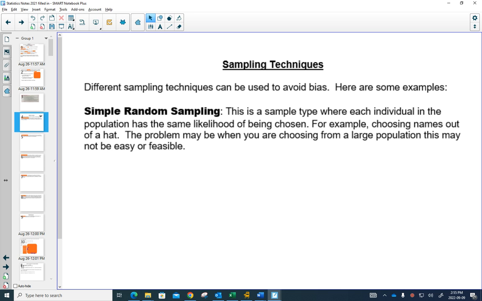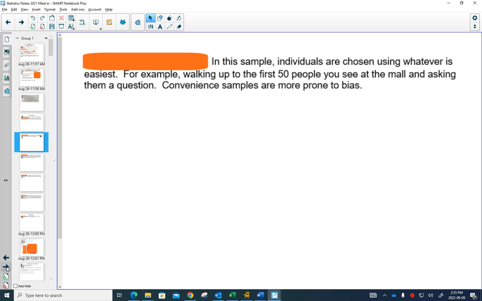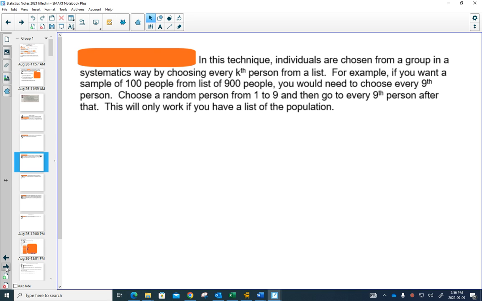The problem with this one is, if the population is super large, it's not always possible or feasible. But now we have computers. Computers can pick things randomly. Convenience sample: this is more prone to bias. In a convenience sample, if you want 50 people, you just take the first 50 people you find. That was easy, that's why it's convenient. It could be more prone to bias because of who you chose, right? But the first 50 people could be random, so maybe it's not that bad, depending on what you're doing and what you're asking.